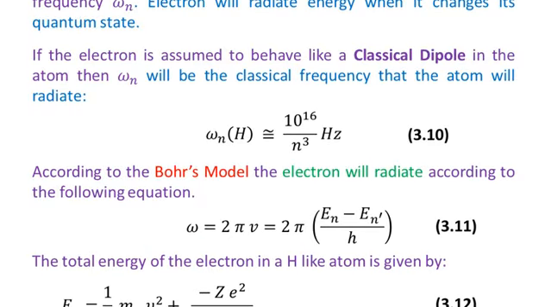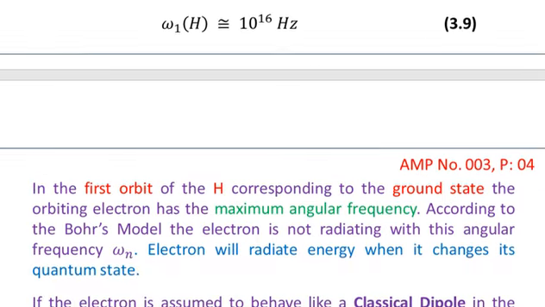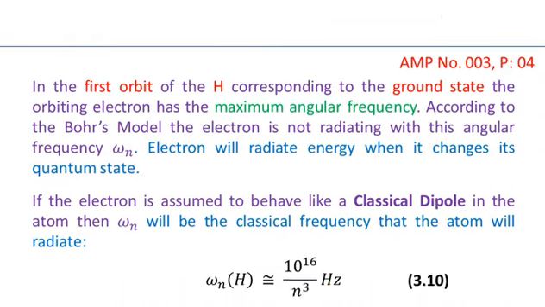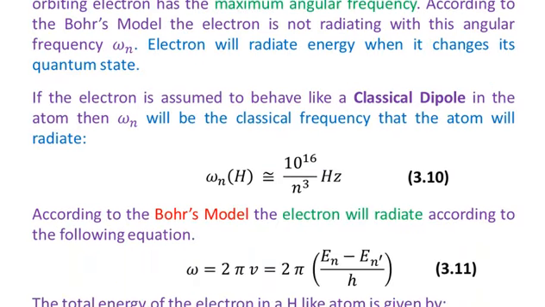So then what is the purpose? What is the meaning of this frequency that we have calculated, omega 1 of the order of 10 to the power 16 hertz? What is the meaning of this angular frequency if the atom is not radiating any frequency when it is in a fixed orbit? If the electron is assumed to behave like a classical dipole in the atom, then omega n will be the classical frequency that the atom will radiate.